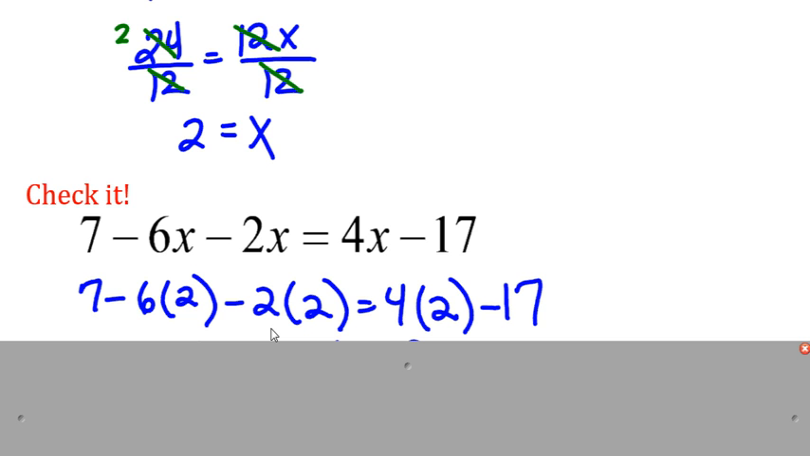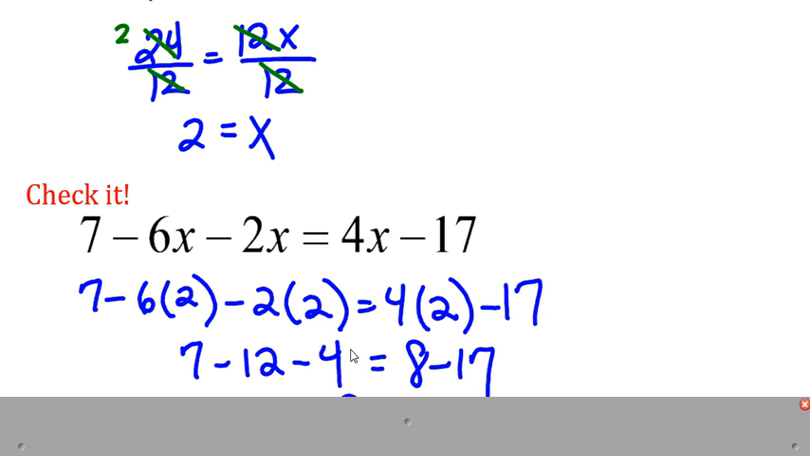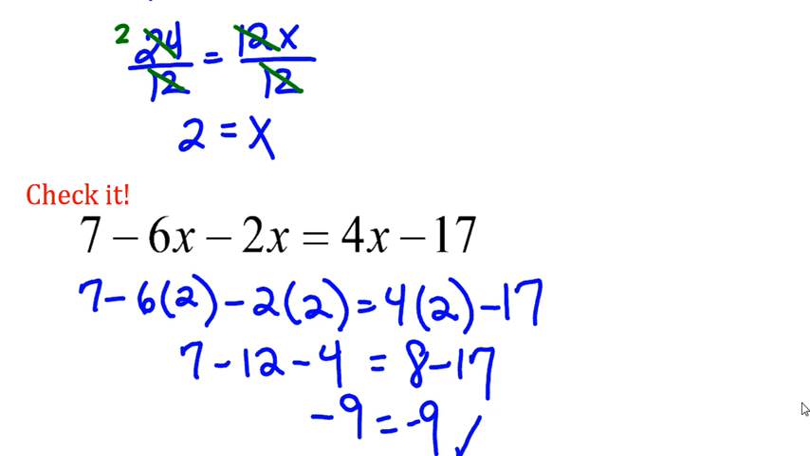So we're going to think about, well, what are we working with here? A negative 6 times 2, that would be a negative 12. A negative 2 times 2, that's a negative 4. A 4 times 2, that would be an 8. And then I just want to simplify, well, what value would I have here on the left-hand side, and what value do I have on the right-hand side? Well, 7 minus 12, that would be a negative 5, minus 4, that's a negative 9. 8 minus 17, that's also a negative 9. That's balanced, therefore 2 is the correct value of x for our equation.